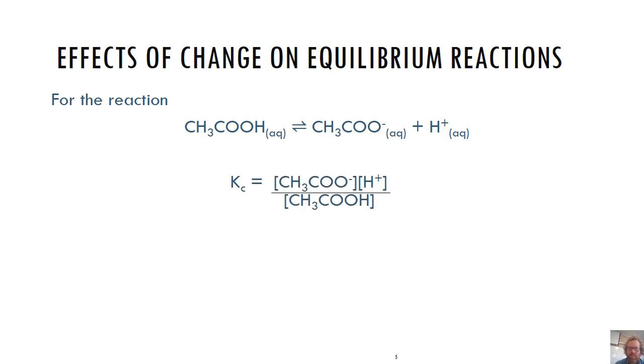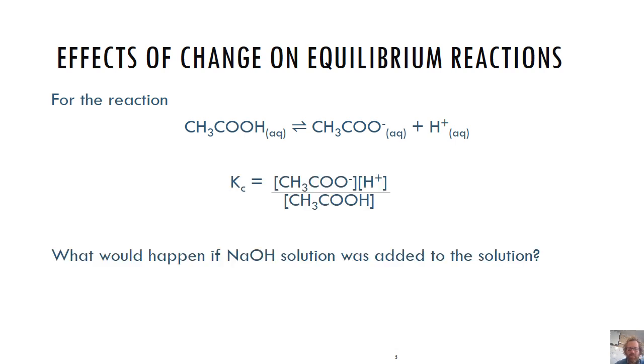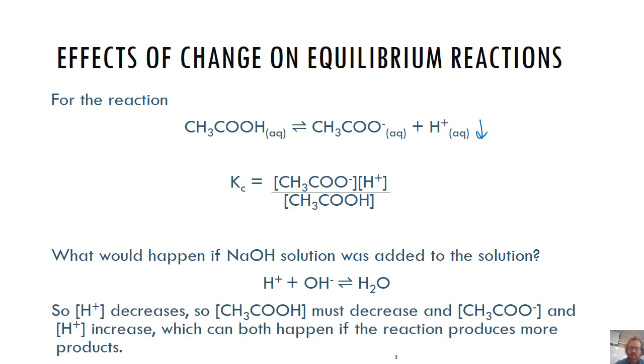In this same reaction, but another example, if we have some sodium hydroxide added to the solution, what would happen? Well, the hydroxide reacts with H+, so that's going to remove and decrease the concentration of H+. That will cause Q to go down in value. To adjust for that, to undo that, we need to increase products and again decrease reactants. So we're going to favour the forward reaction to make more products to get back to Kc.